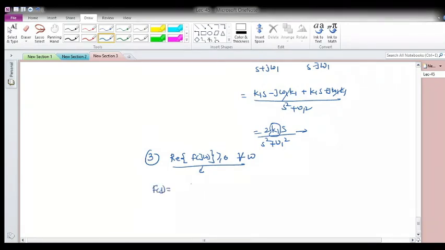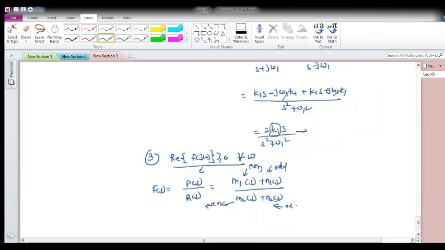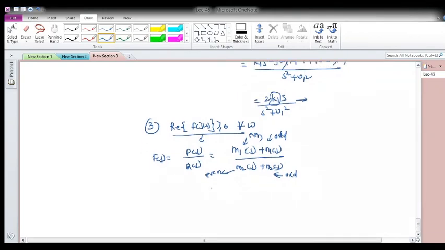So the original F(s) has two polynomials, P(s) divided by Q(s). Then I will try to separate F into real and imaginary parts. For that, let me divide P(s) into an even polynomial of s and an odd polynomial of s, divided by Q(s), also divided into an even polynomial and an odd polynomial. So this is even and this is odd, similarly this is even and this is odd. Then try to solve.